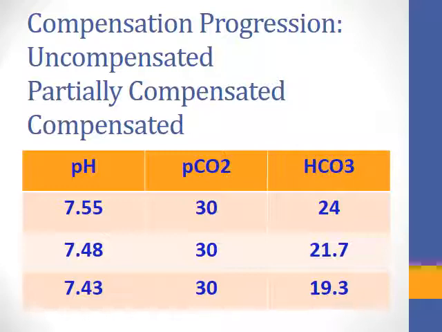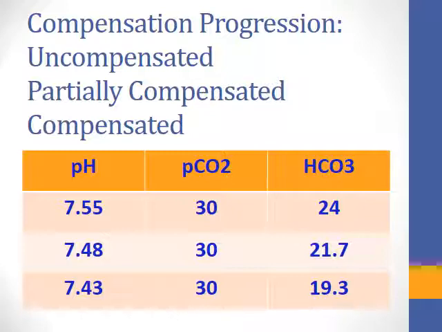We're still trying to get it down to our normal range. So the body says, hey, bicarb, I need you to drop just a little bit lower. So the bicarb drops to 19.3. And at this point, that causes my pH to also drop, and I have a pH of 7.43.